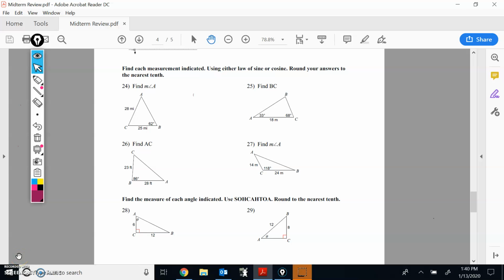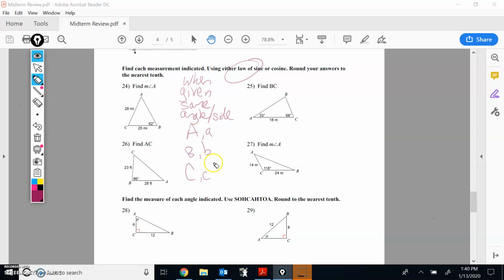Hey guys, we're going to talk about law of sine and law of cosine here. The key thing to write down is that you use law of sine when you're given the same angle and side matching pair. So like if you're given an A and an A, or a B and a B, or a C and a C. That's the big thing to write down about when using law of sine.